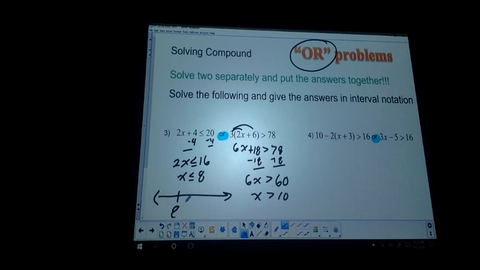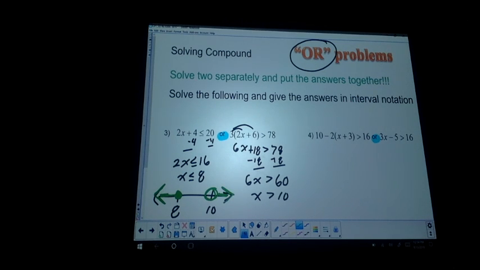Eight's here, 10's here. Open or close dot at 8? Close dot, good. Going which direction, left or right? Left. I want values less than 8. Okay. What about 10? Open or close dot? Open. Do I want values bigger than 10 or smaller than 10? Bigger.